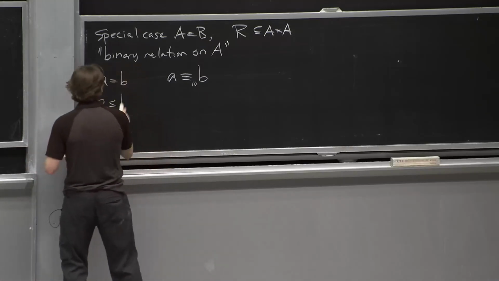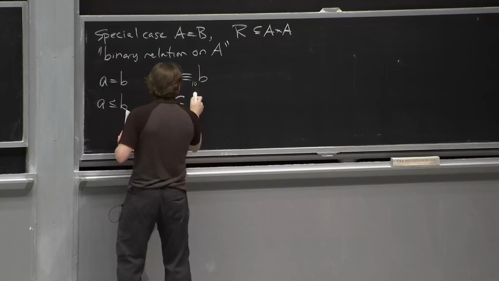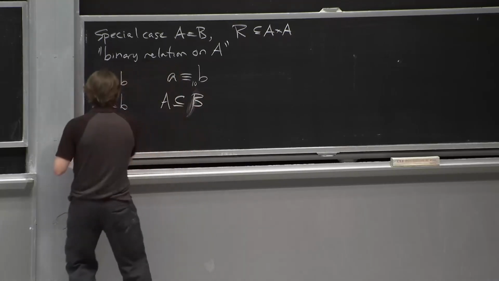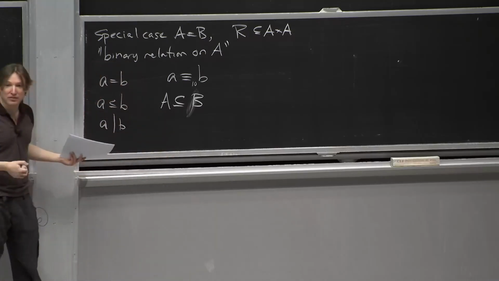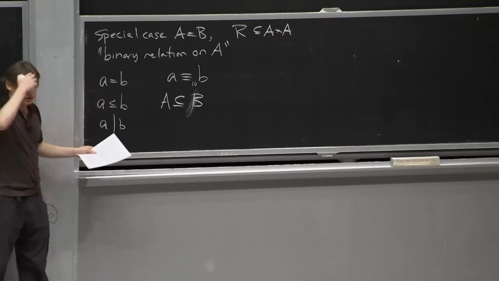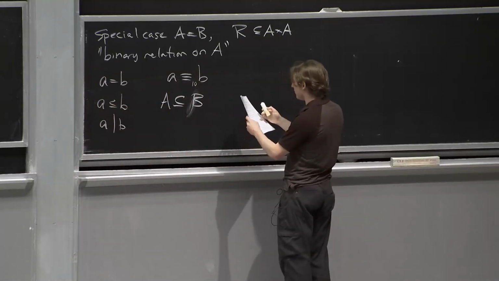Likewise, A less than or equal to B. We have set A is a subset of set B. We have A divides B. Lots of examples of relations that we want to be able to talk about. Another good example is reachability.